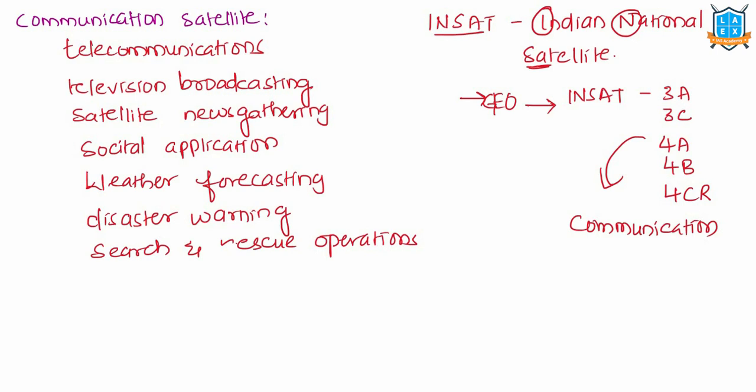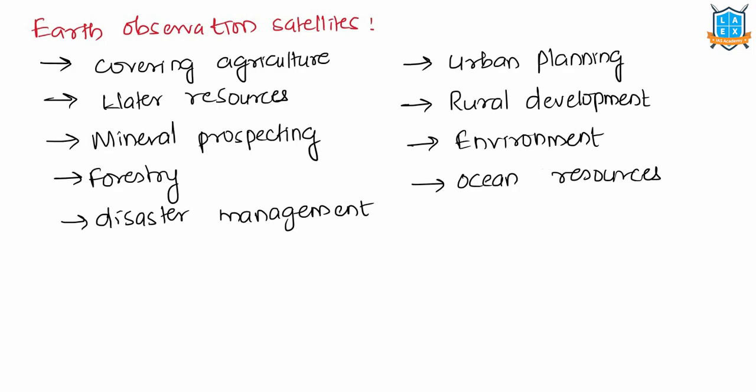So let's look into the Earth observation satellites. What are the functions of these Earth observation satellites? Let's look into the different functions performed by them. Agriculture, urban planning, water resources, rural development, mineral prospecting, environment, ocean resources, forestry, and disaster management are the functions taken care of by Earth observation satellites.